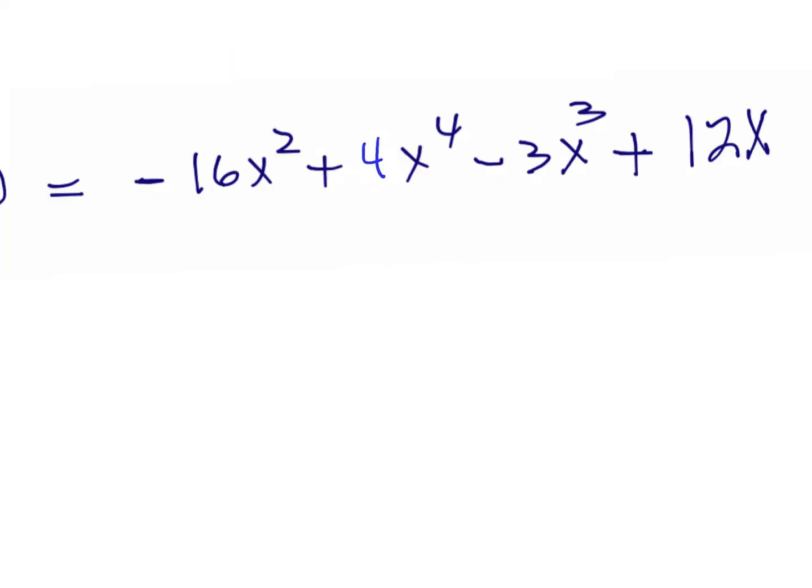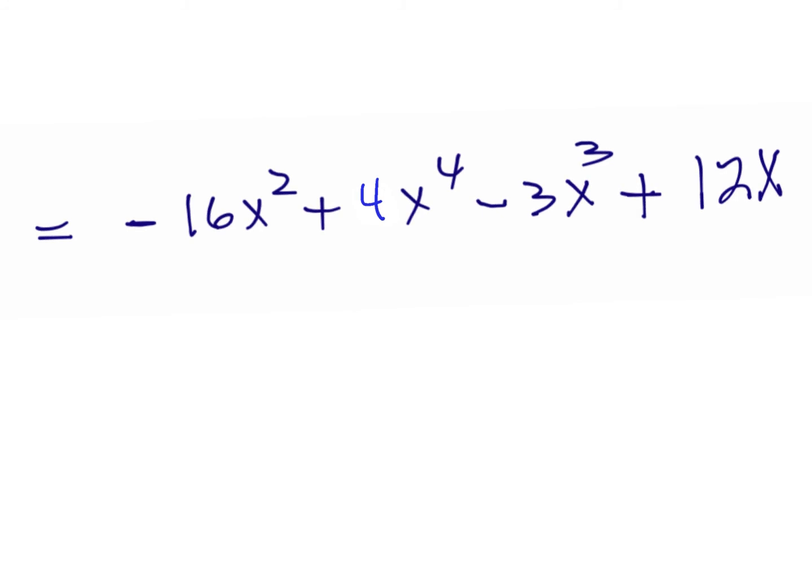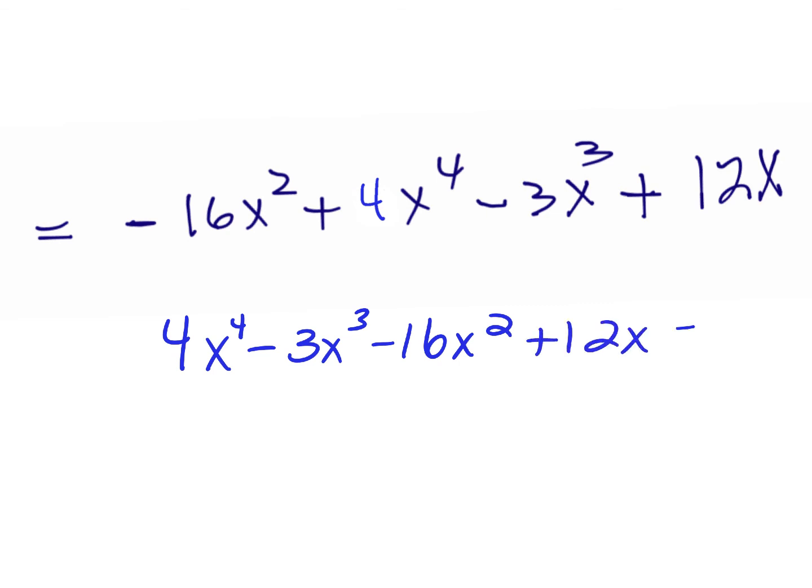Let's put our function in standard form. So I should write 4x to the 4th minus 3x cubed, minus 16x squared plus 12x equals 0.